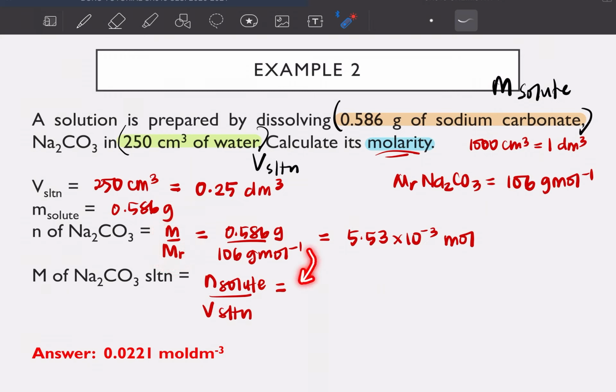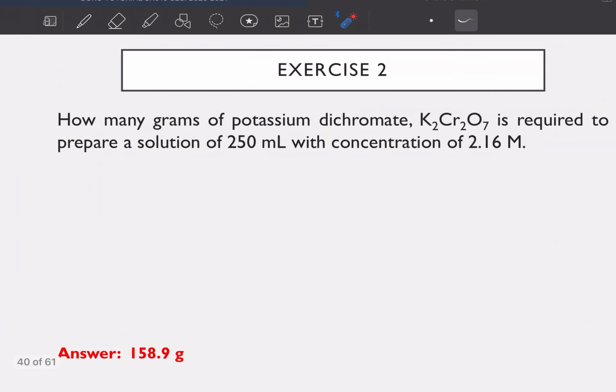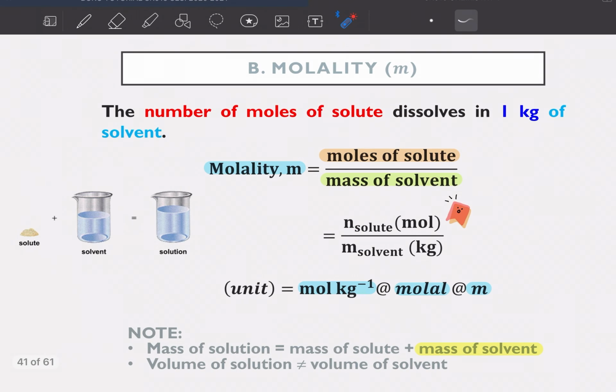And you just insert the values that you've gotten into this formula, and you will get your answer. Okay, simple je. Okay, do these exercises by yourself. Okay, the second expression for concentration of solution is molality.